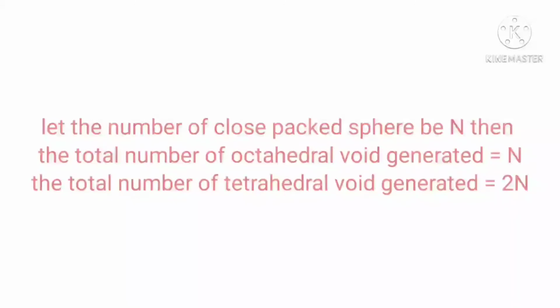The number of these two voids depends upon the number of close packed spheres. Let the number of close packed spheres be N. Then the number of octahedral voids generated equals N, and the number of tetrahedral voids generated equals 2N.